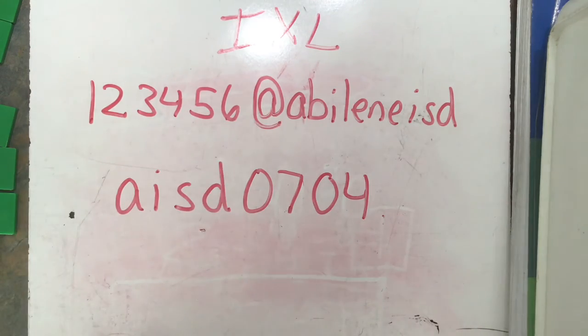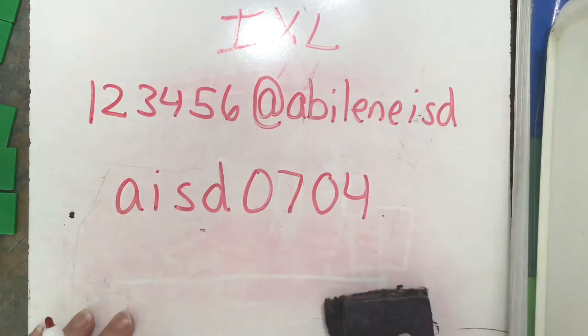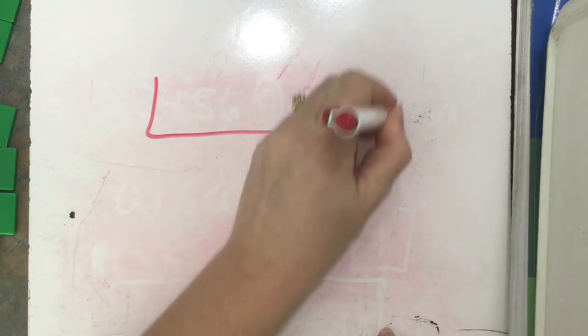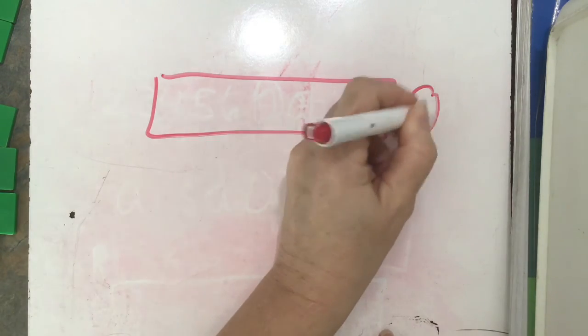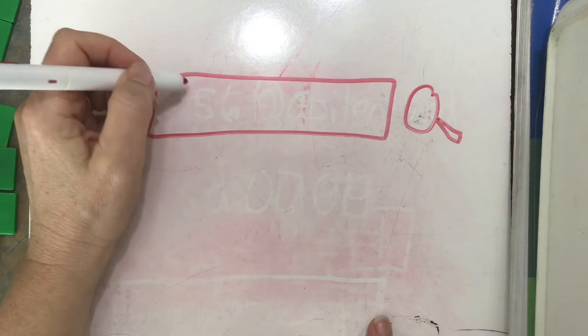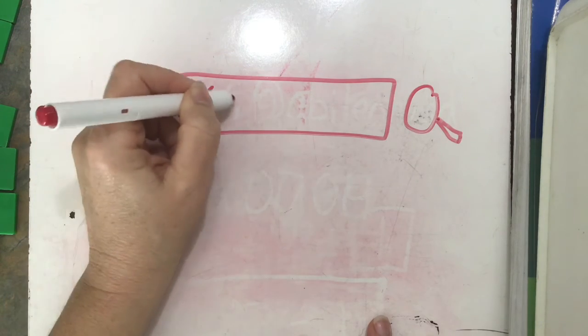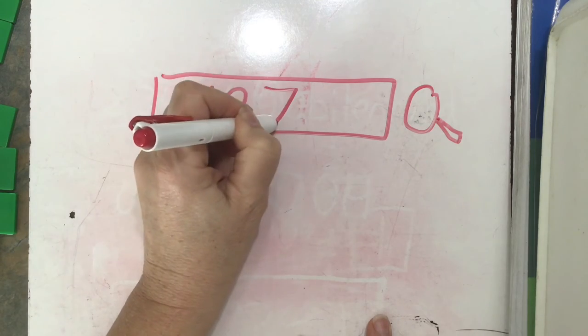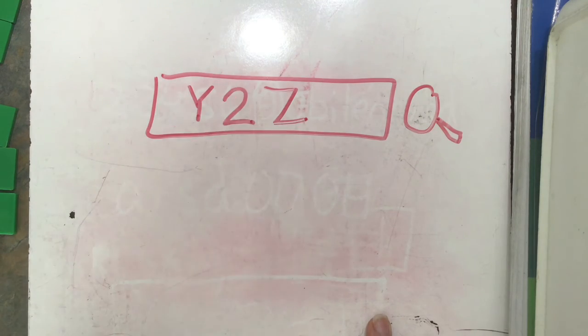Okay, so you go to IXL.com, you log in, and then whenever you have logged in, you're going to type in the search window. There'll be a little search box at the top with a little picture of a magnifying glass. And in that search box, you're going to type this code. We're going to start off with Y2Z. I want you to practice Y2Z first.